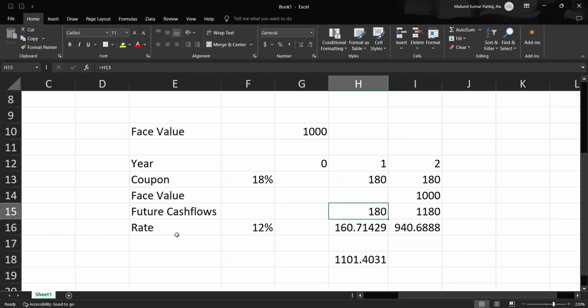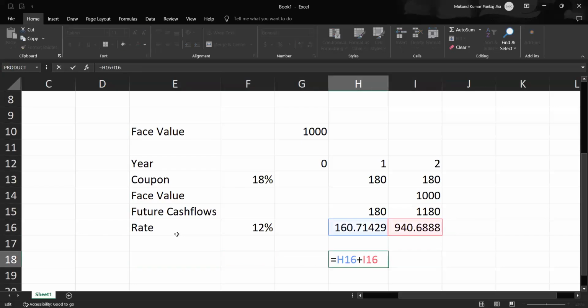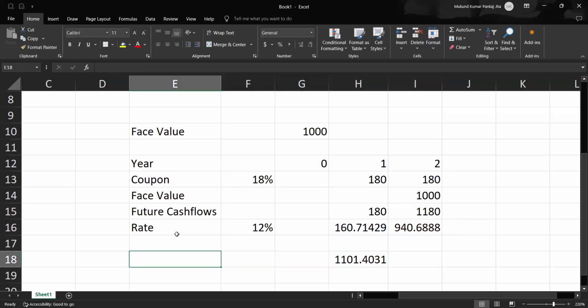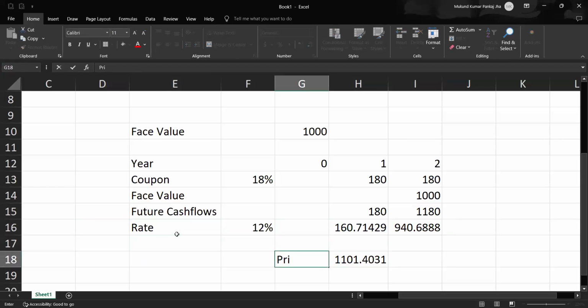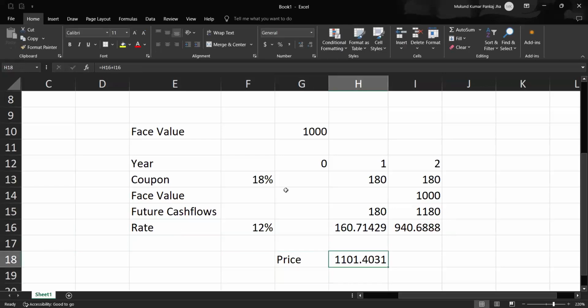1101.4. So it's basically very simple, guys. You just need to forecast the future cash flows. You need to discount it at a discount rate and get the sum to calculate the present value. So this is nothing but the price of the bond in today's terms. This is what you need to pay today to get 180, 182 times in the next 2 years.